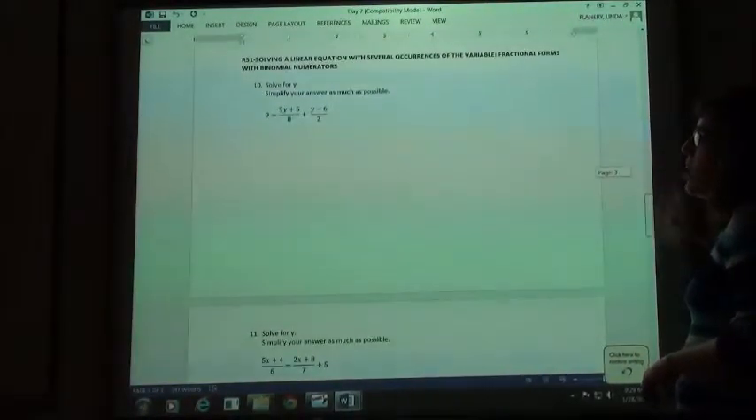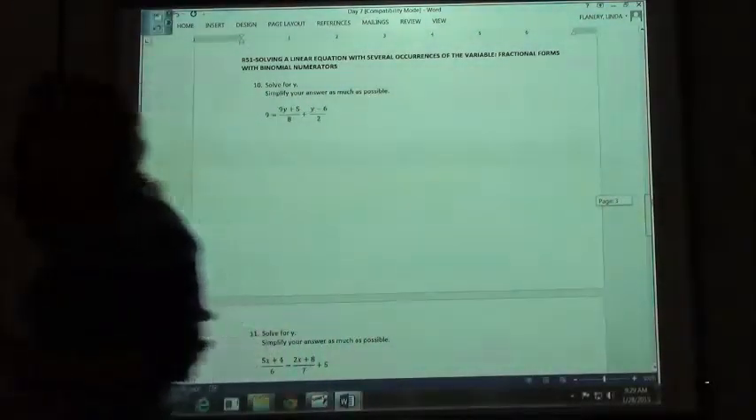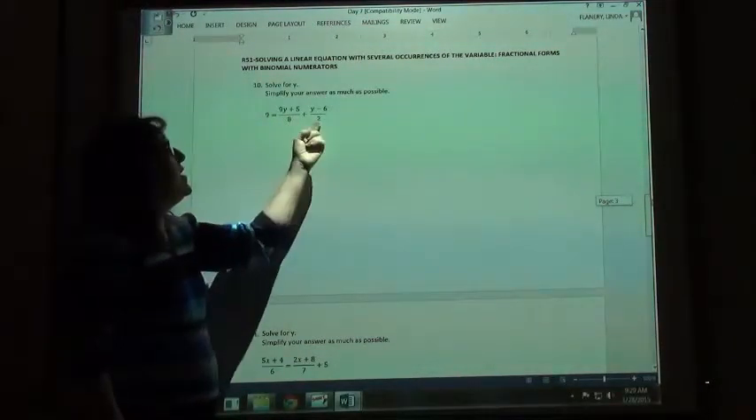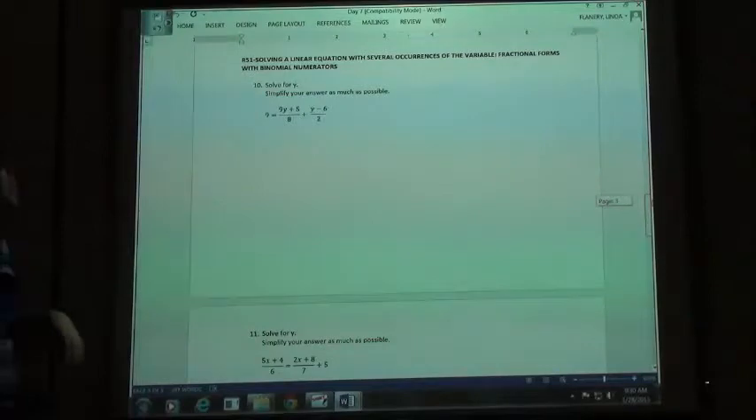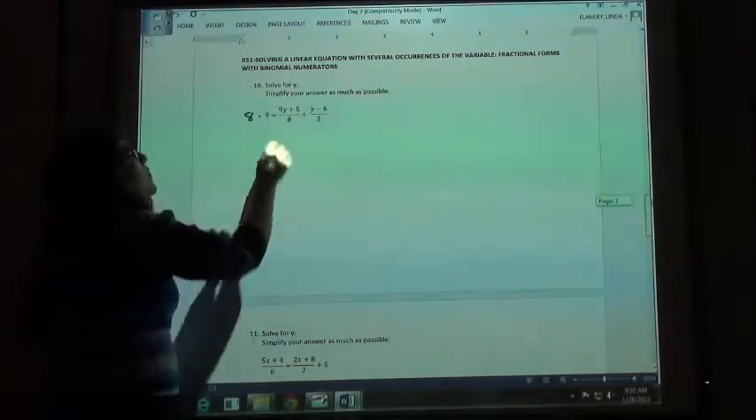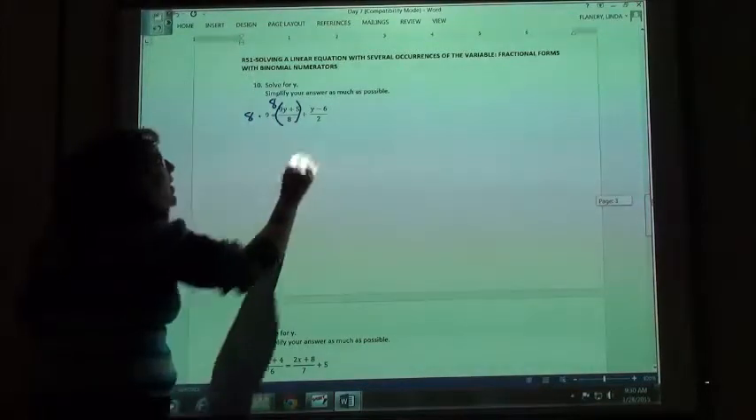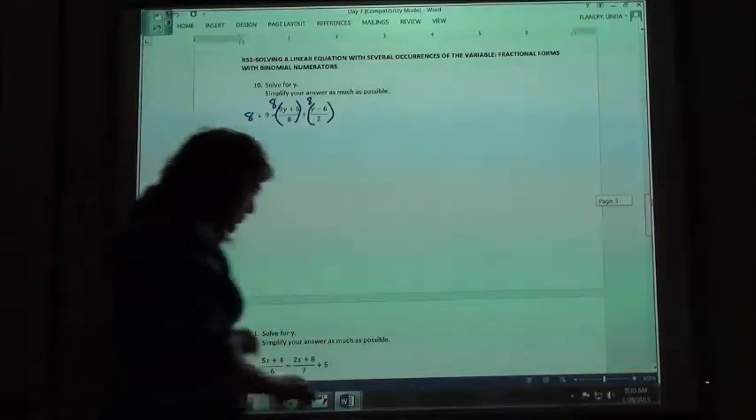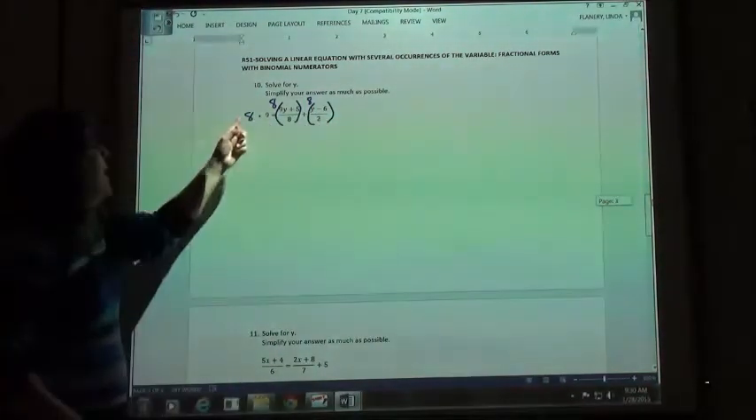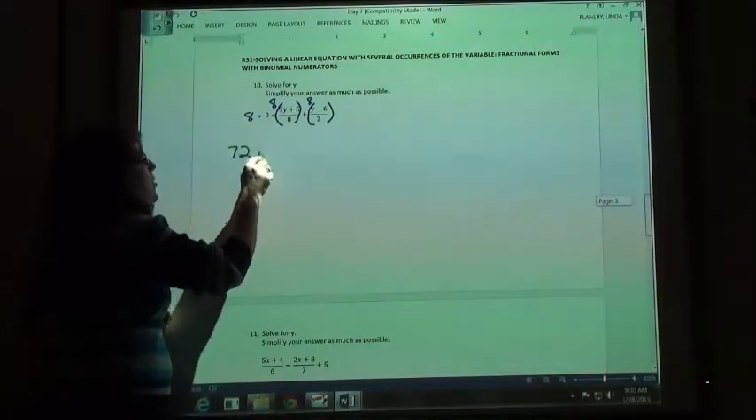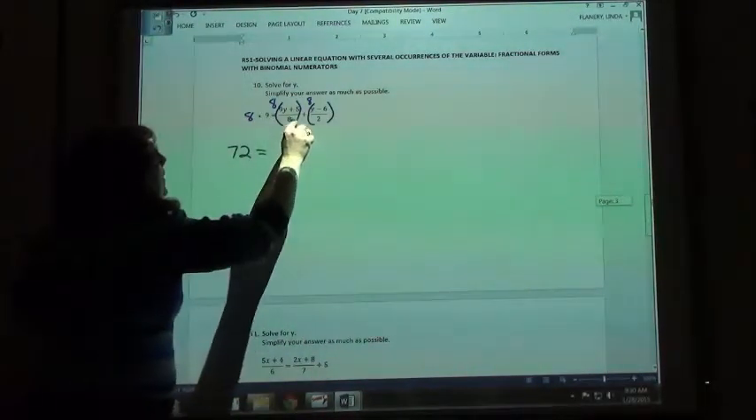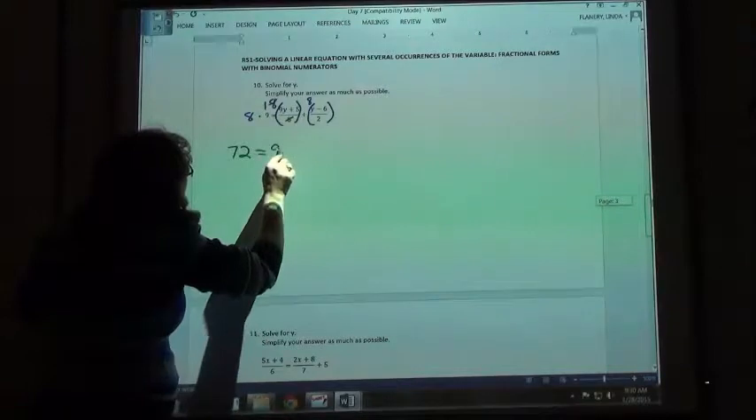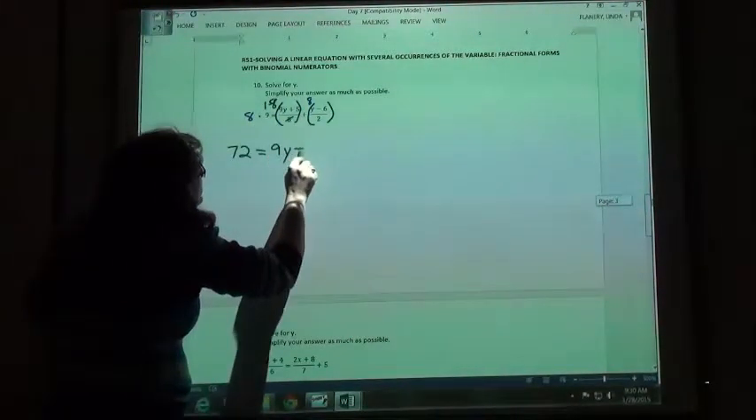10, 11, 12, same concept. I have fractions. I want to multiply by my common denominator to get rid of the fraction. In this case, I have an 8 and a 2, and since 2 divides into 8, 8 would be my least common multiple. So I'm going to multiply 8 times the 9 in front. I'm going to take 8 times this first fraction, and I'm going to take 8 times that second fraction. So 8 times 9 in front is 72. That's going to equal, and then I'm saying 8 goes into 8 one time, and I'm using my distributive property. 1 times 9y is 9y. 1 times 5 is plus 5.